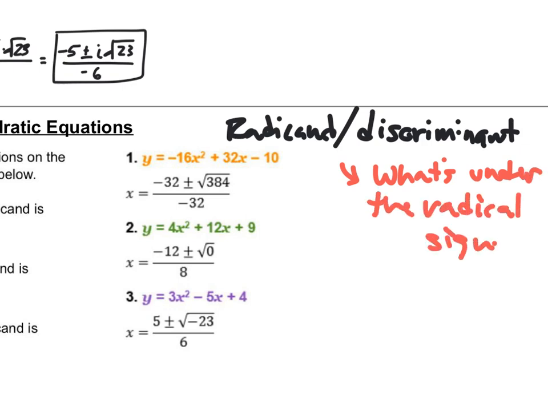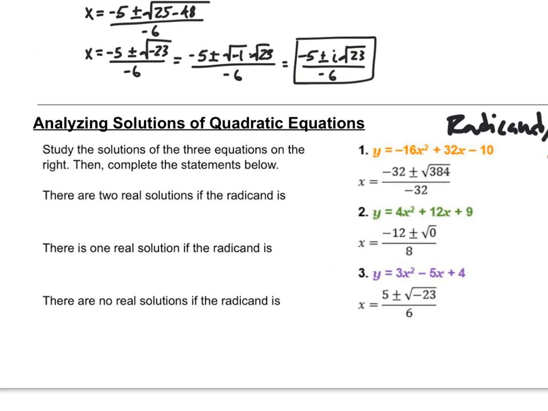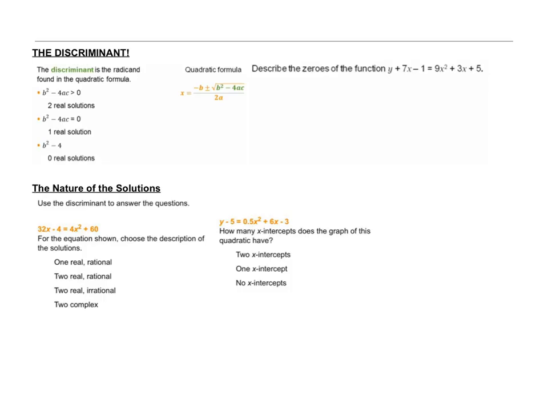And so what we know is that if the number is positive, there are two real solutions if the radicand is positive. We get one real solution if the radicand is 0. And then we have no real solutions, we get complex solutions, if we have a radicand that is negative. And that's the idea, and that's what the discriminant is. It's that value of b squared minus 4ac.